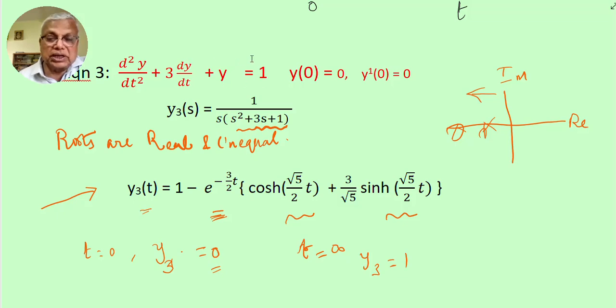So when the roots are real and unequal like this, you have cosh and sinh terms in the solution, and these are the initial values. At t equal to 0, y will be 0, and at t equal to infinity, y equal to 1. So in between, how does it behave? The cosh and sinh are multiplied by e power minus terms. So how does it show up in a sketch? Let us see.